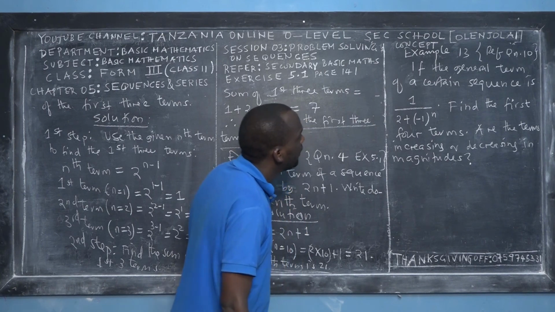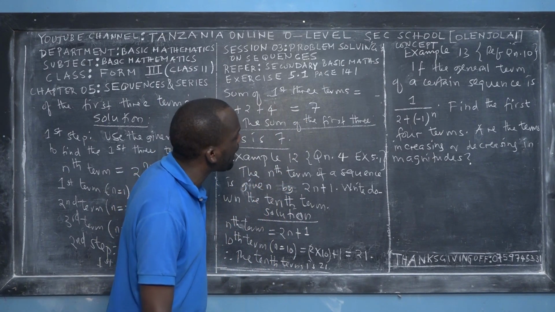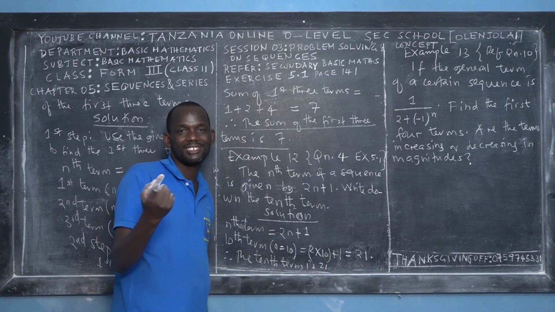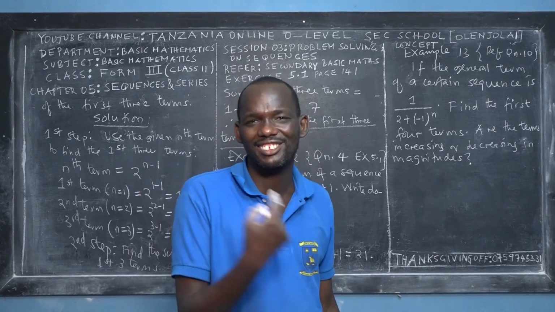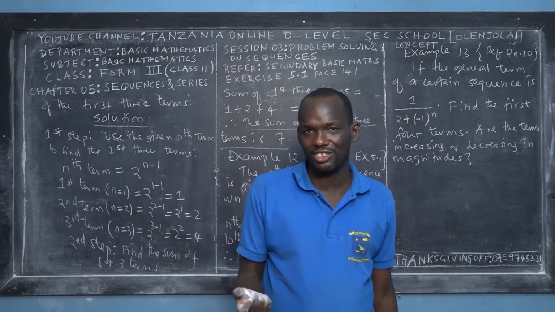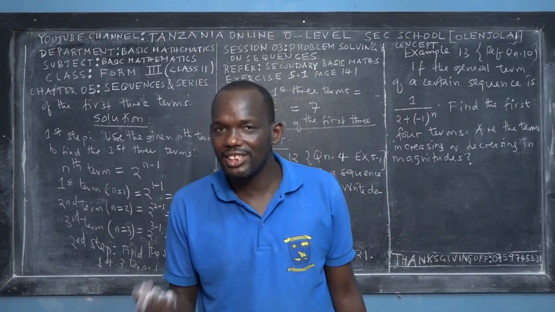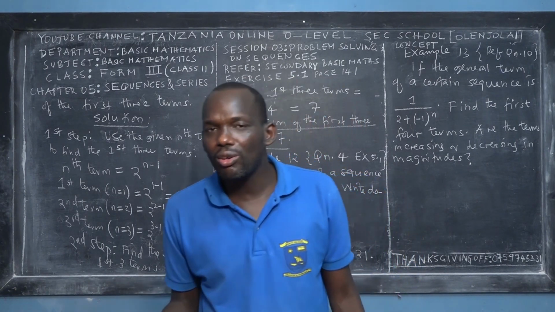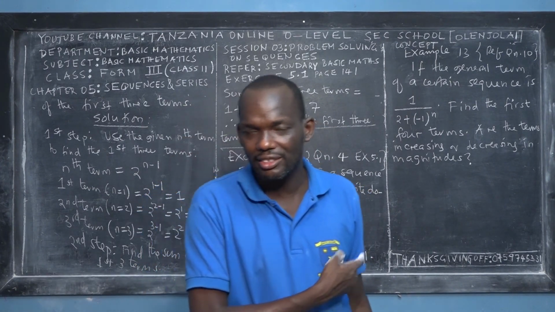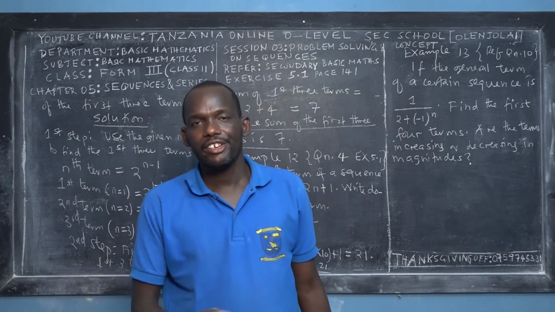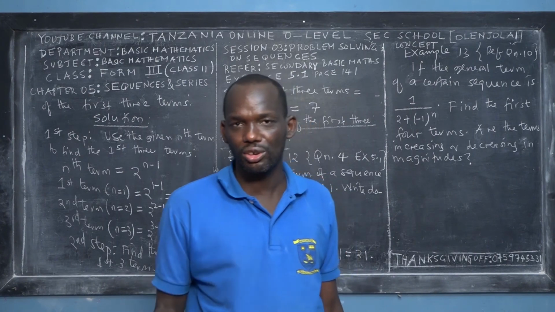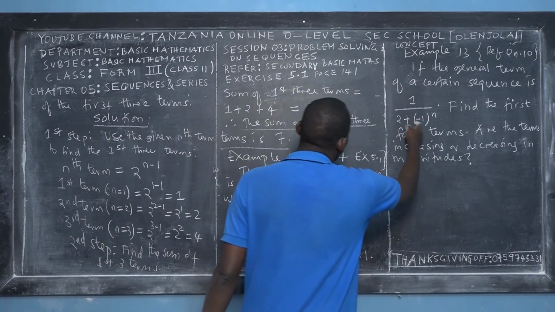So that's the question. If the general term of a certain sequence is 1/2 plus negative 1 to the power n, find the first 4 terms. That's simple, because you just need to know the value of n for the first term is n equal to 1. For the second term, n is equal to 2. For the third term, n is equal to 3. You just substitute into the nth term formula. And for the fourth term, n is equal to 4. Substitute into this formula, then you get it.